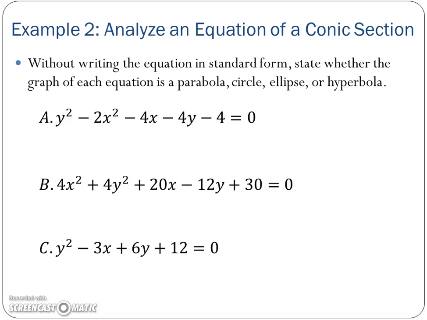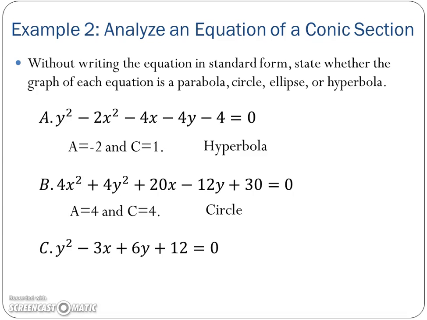So in our examples here, we have parts a, b, and c. Let's look at the first one. In the first one, we have a, which is negative 2, and c, which is 1. Since a and c have opposite signs, the graph is therefore a hyperbola. Part b, a is 4, c is 4. Since a is equal to c, it is therefore a circle.